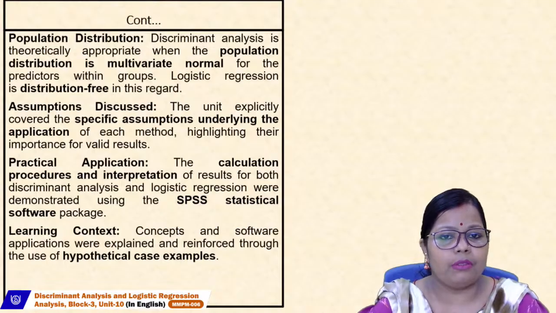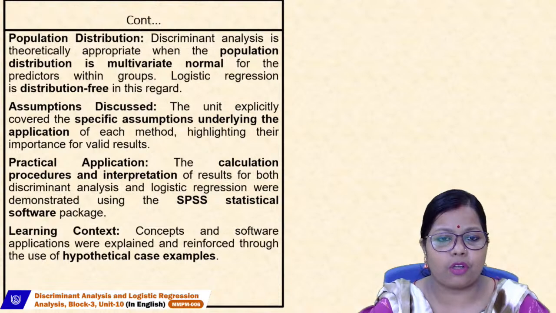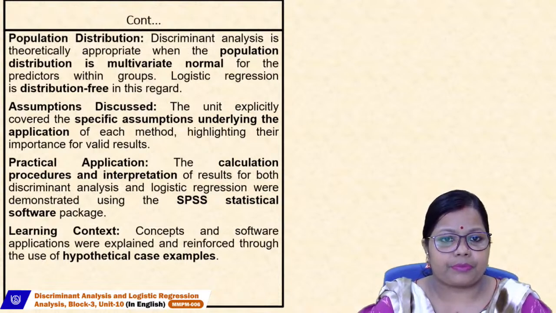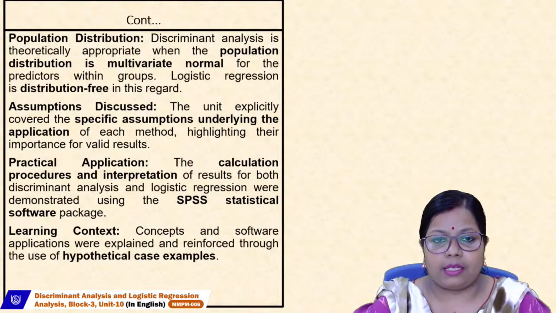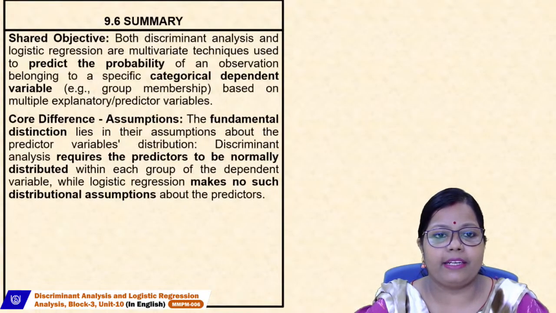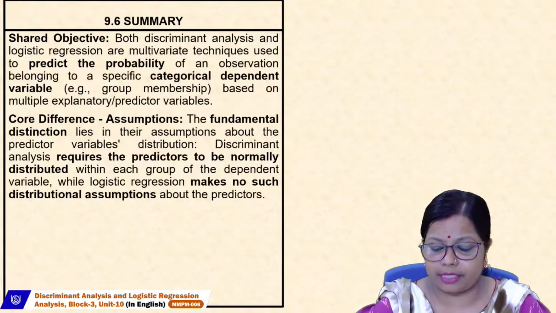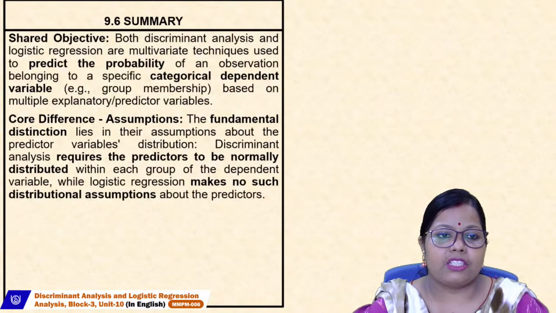So it was all about discriminant analysis and logistic regression analysis that we talked about, and how we will use them in marketing research has also been discussed, along with predictive probability and categorical independent and dependent variables, which I have discussed in this chapter.